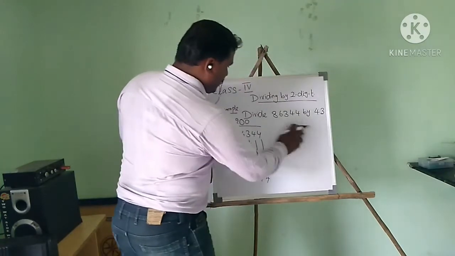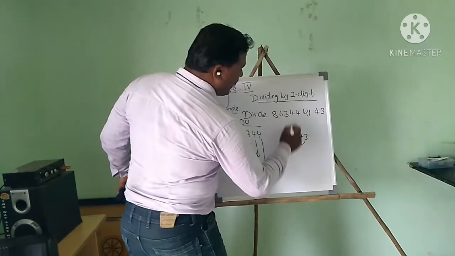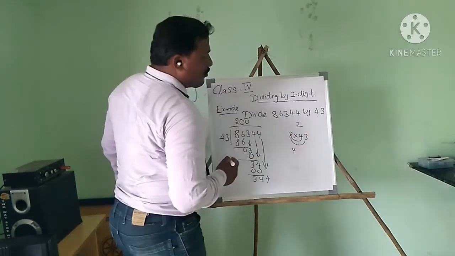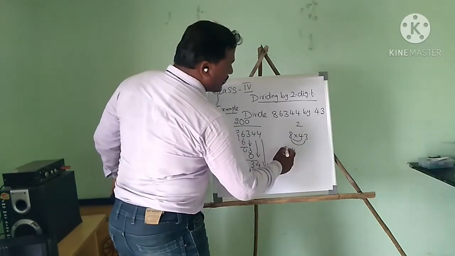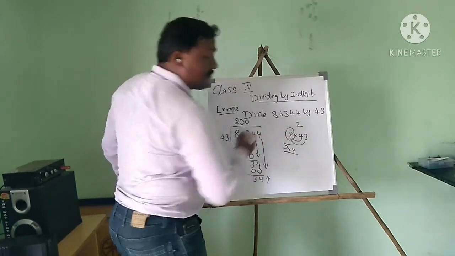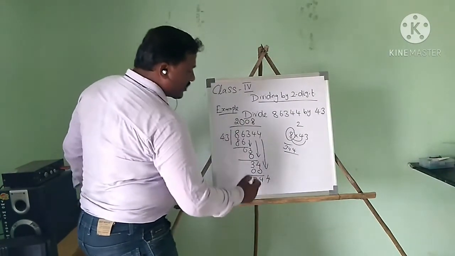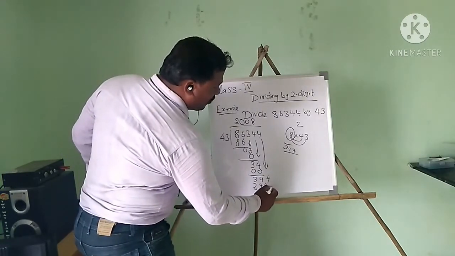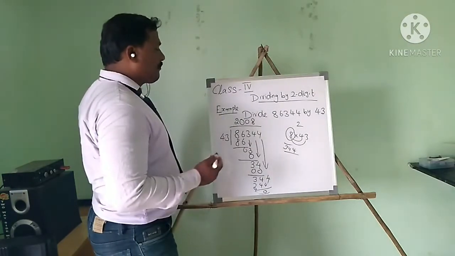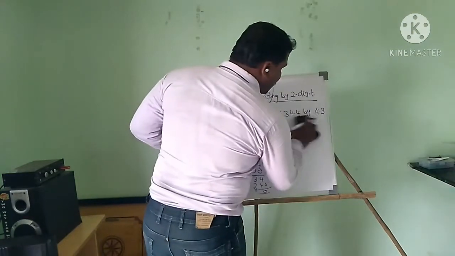I think 8 times. So 8 into 43. 8 3s are 24, remainder 2. 8 4s are 32 plus 2, 34. Yes, 344. So 8 times. So 8 43s is equal to 344. So 0 is the remainder. So 2008 is the quotient. So every time you have to check whether your answer is right or wrong.